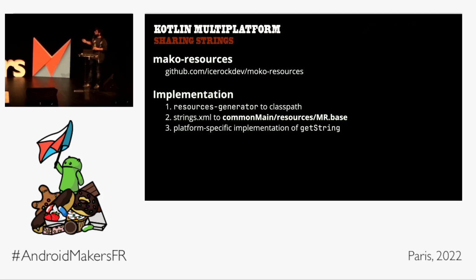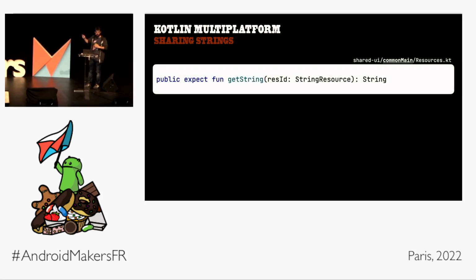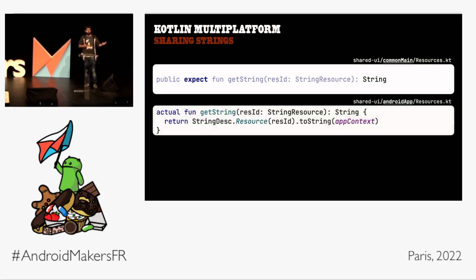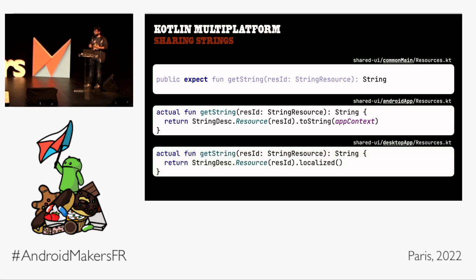So for that, it's quite easy. You just need to use this library, the Moko resources library, and then you just need to add the resource generated to the class path. And then you're going to create a multi-platform implementation just to load the strings. So basically, you just need to create, once again, using the expect keyword, you're going to define the get string. And then you need to create the actual implementation for each one of the platforms. So we're going to send the app context that you've got on Android. And for desktop, you just need to call the localized function.